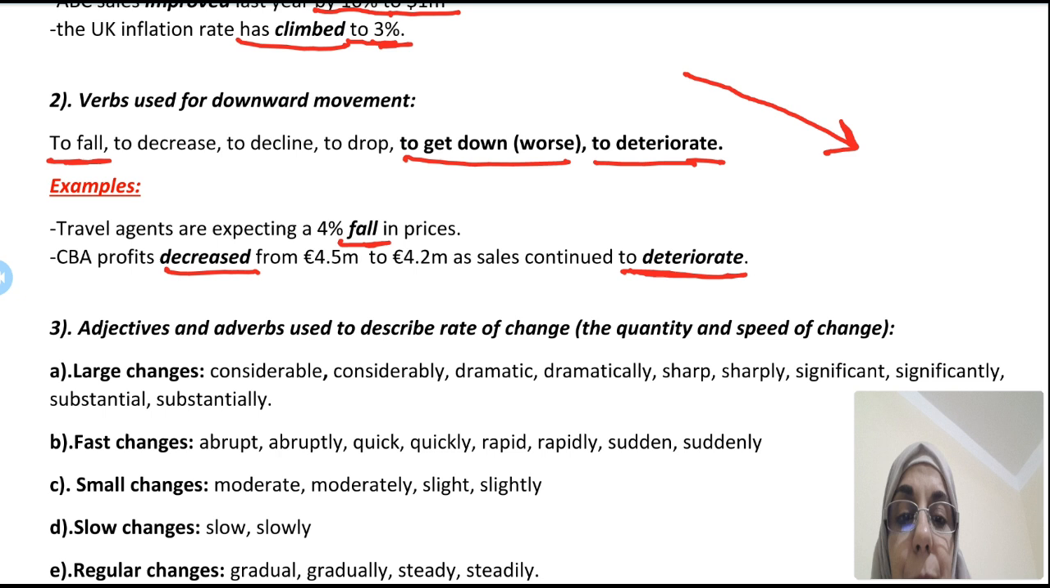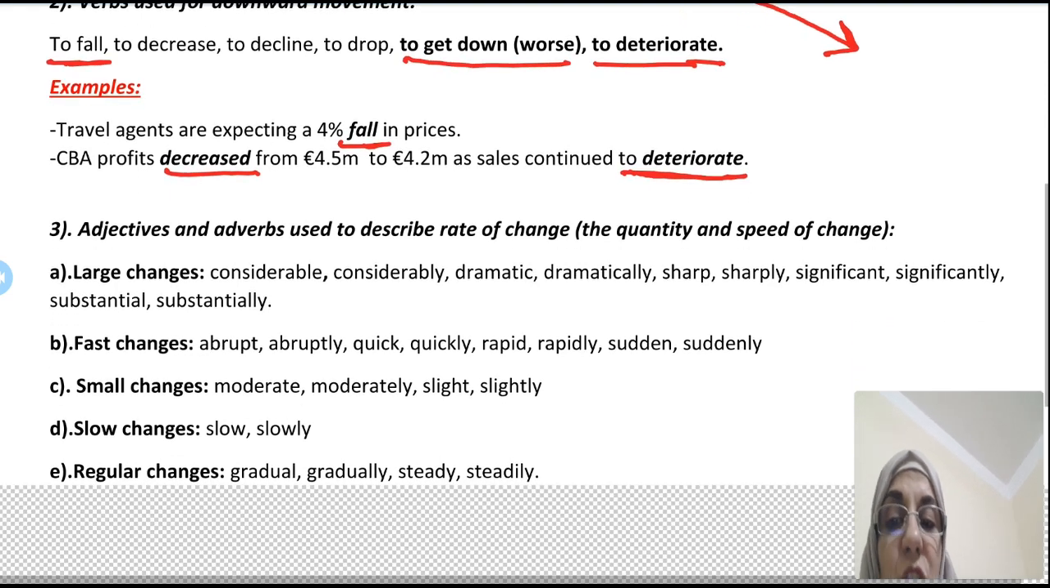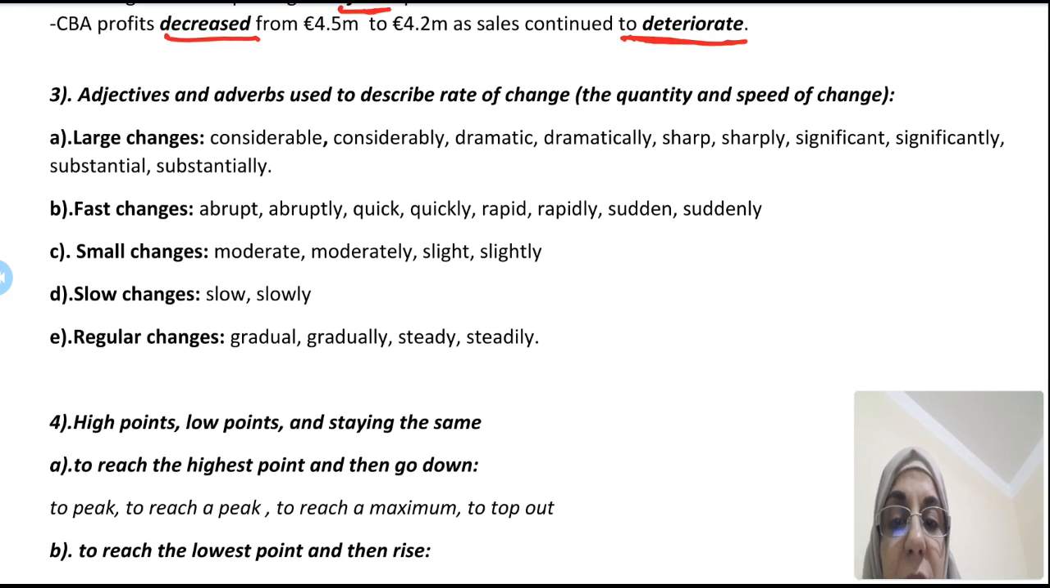Now, let's see now the adjectives. We've seen together the verbs. Now let's see the adjectives and adverbs used to describe rate of change, i.e. the quantity and speed of change. We've got 5 possible situations. Now, in order to describe large changes, we have some adjectives and adverbs that we may use in order to describe such a situation or such situations.